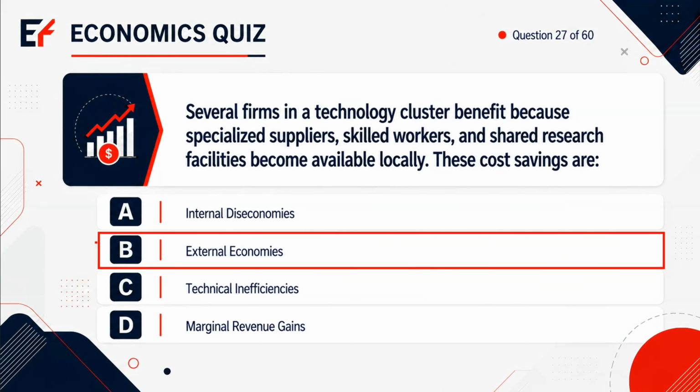Option A is incorrect because internal diseconomies occur when a firm becomes too large and experiences higher costs. Option C is incorrect because technical inefficiency means resources are not being used effectively. Option D is incorrect because marginal revenue gains refer to changes in revenue from selling additional output.